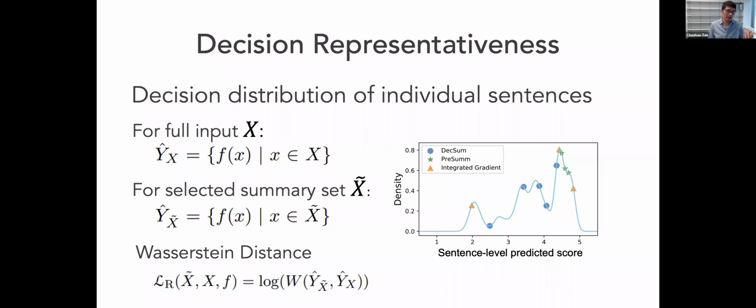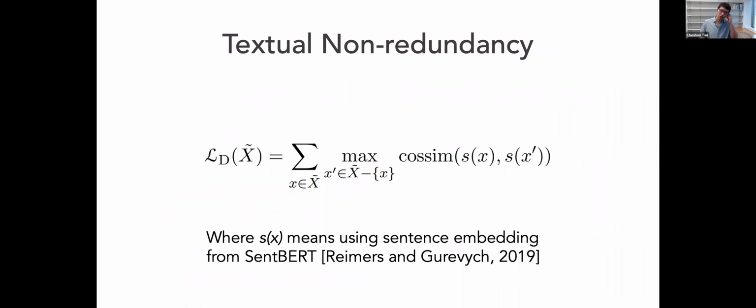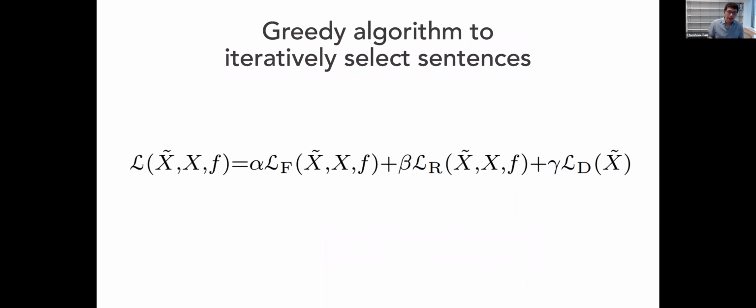To operationalize it, we use the Wasserstein distance to define how representative the chosen sentences are. And finally, textual non-redundancy essentially means that we are trying to increase the diversity of the sentences, and this is relatively standard in summarization, so I'm not going to cover this in detail. Another way to think about this is that in addition to typical summarization, we added 2 components that are related to decision making, and hopefully this leads to better summaries for people. And this brings us to our final objective function, and we propose a greedy algorithm to iteratively select the sentences to maximize this objective.